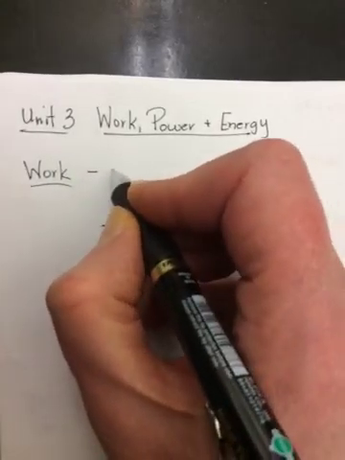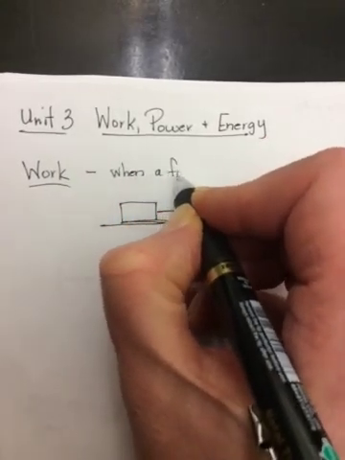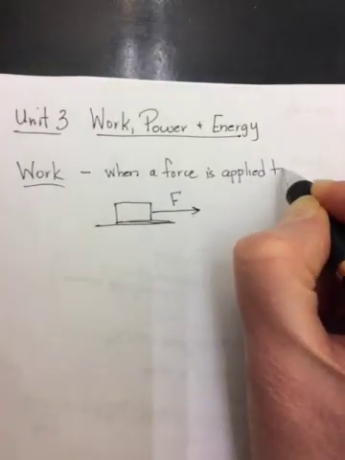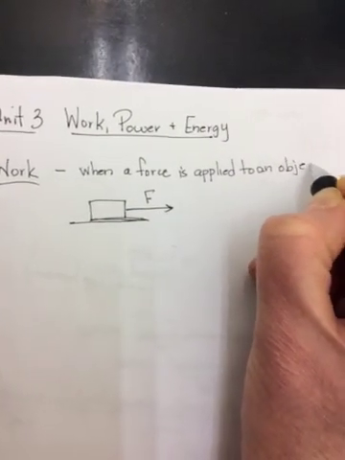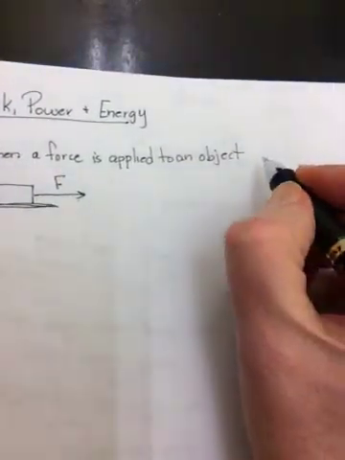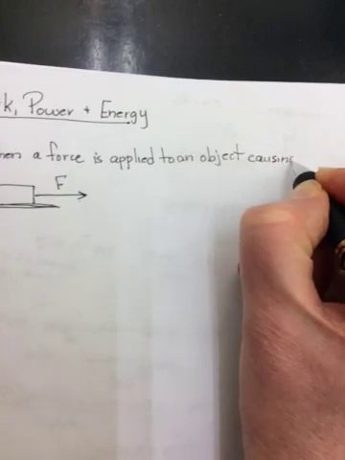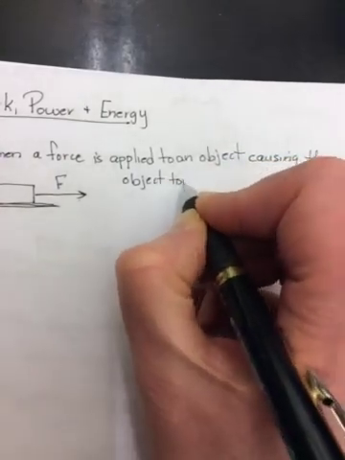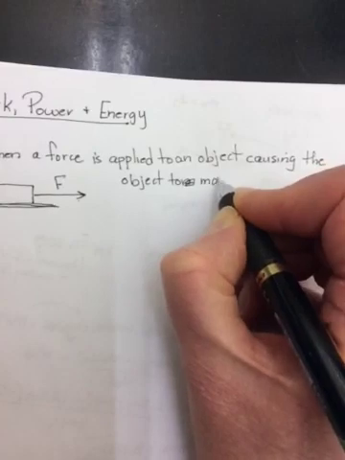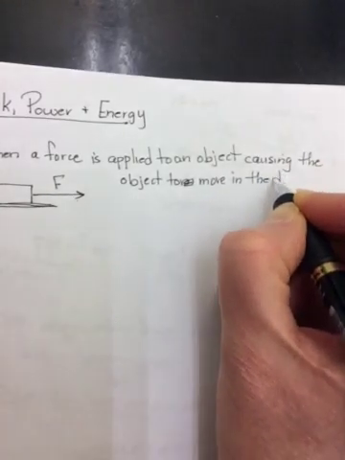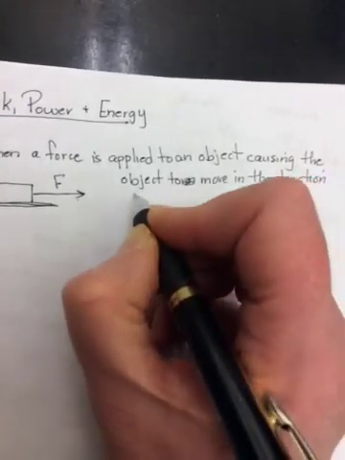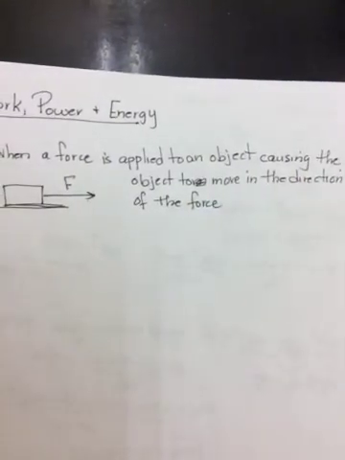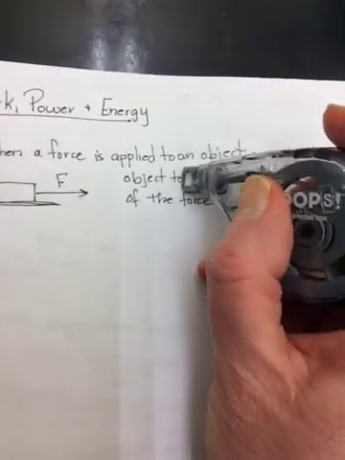Okay, so work is when a force is applied to an object, causing the object to move in the direction of the force. Okay? So there's a few important things in this definition.